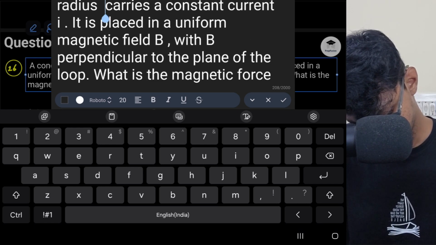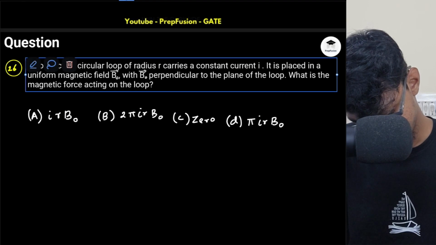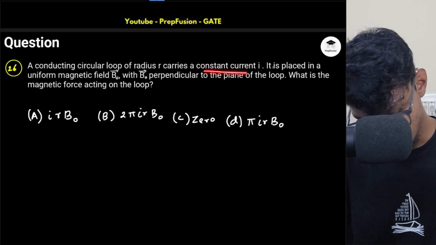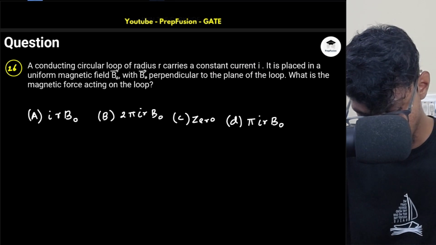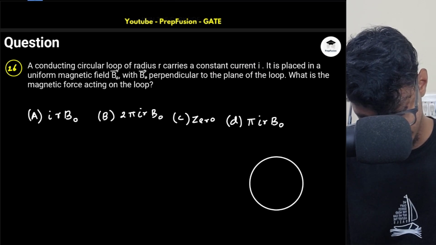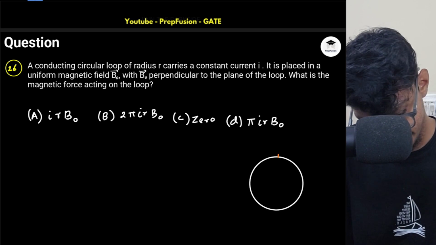Radius r, and which carries a constant current of I. So we have a circular loop of radius r, and it carries a constant current of I.